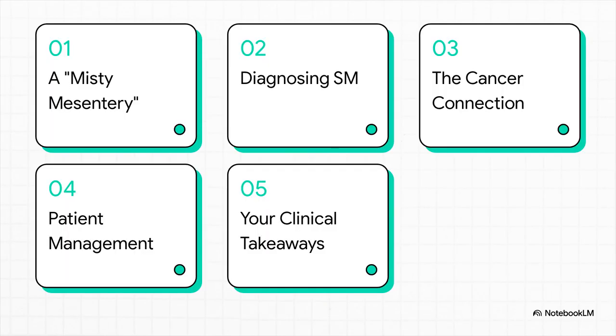So here's our game plan. We're going to tackle this like a real diagnostic detective story. First up, we'll figure out what this whole misty mesentery thing is all about. Then, we'll get into the nitty-gritty of how you actually diagnose it. After that, we hit the big one, the cancer connection. Then, we'll talk patient management. And finally, we'll wrap it all up with the key takeaways you need to know.